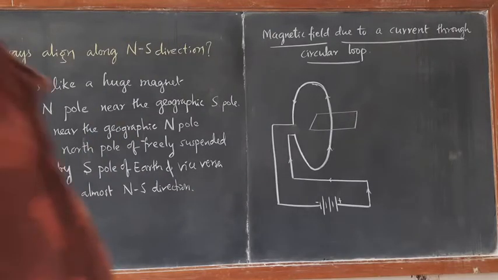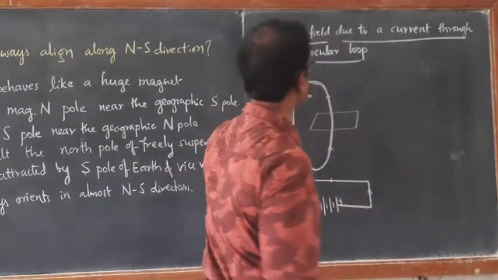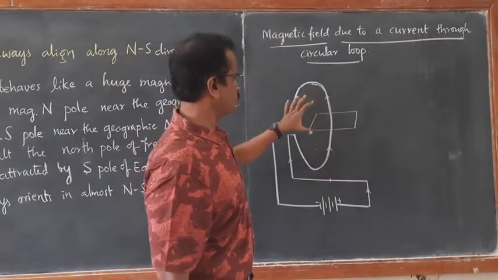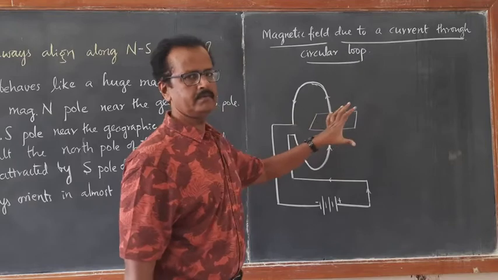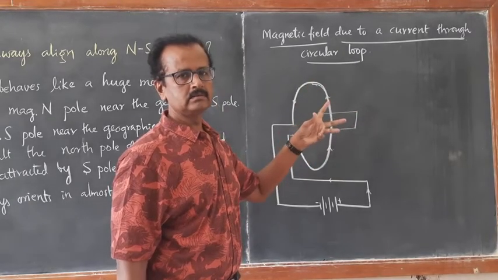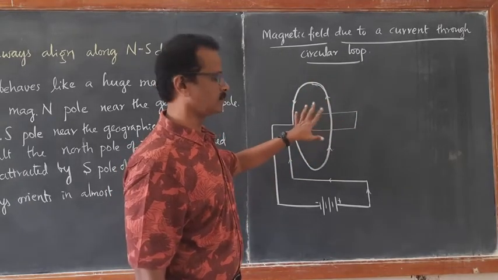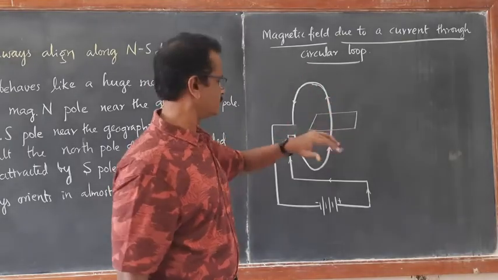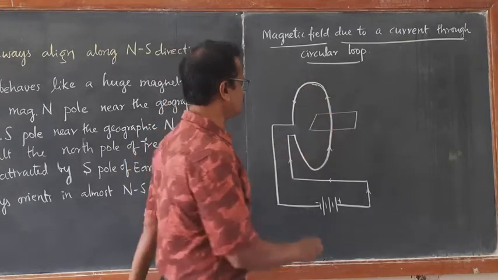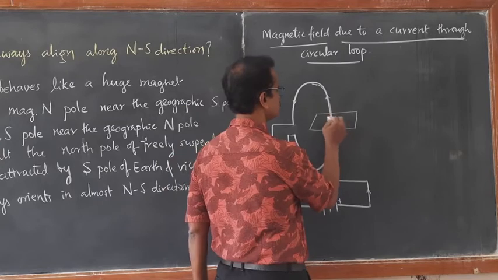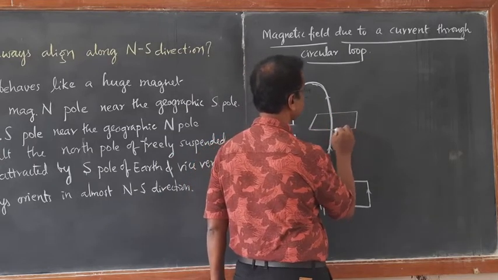Okay. Now let us study the magnetic field due to a current through a circular loop. Circular loop means a circular metallic loop, a metallic wire, circular metallic wire, right? This is a circular metallic wire. Think that this circular metallic wire is pierced through a card sheet.